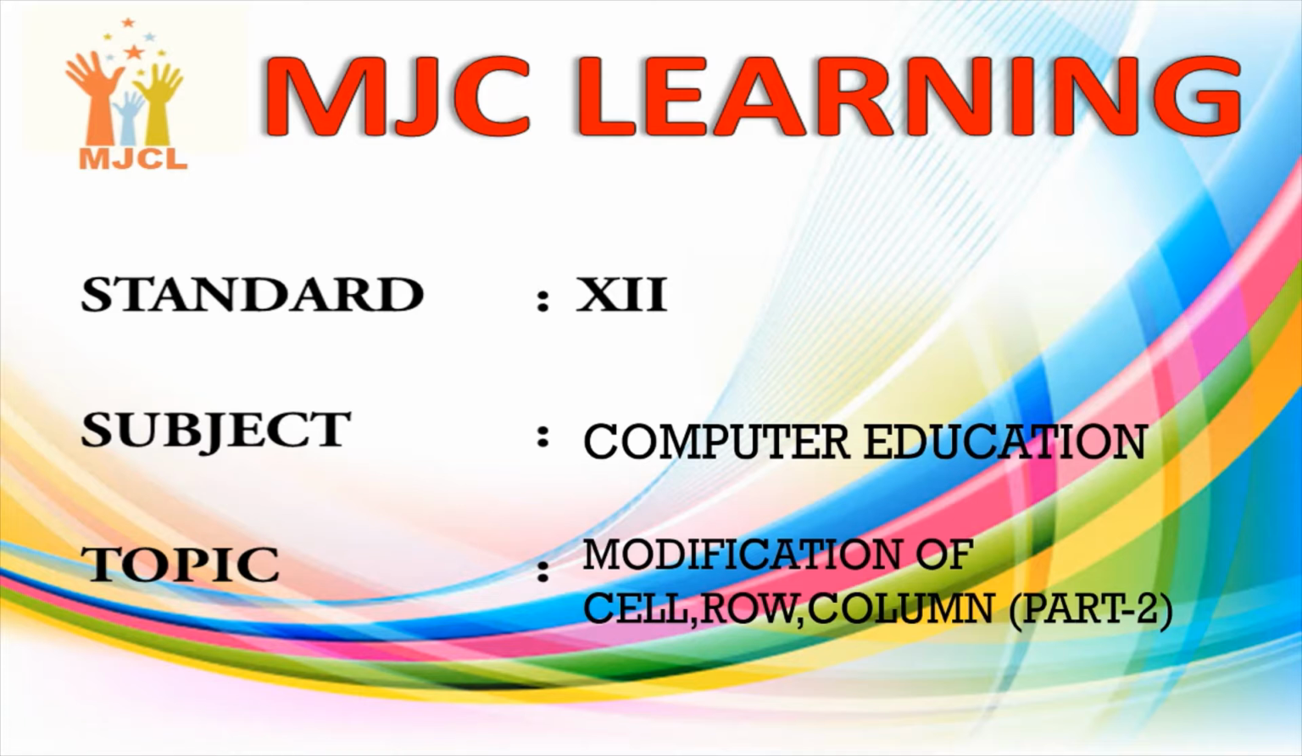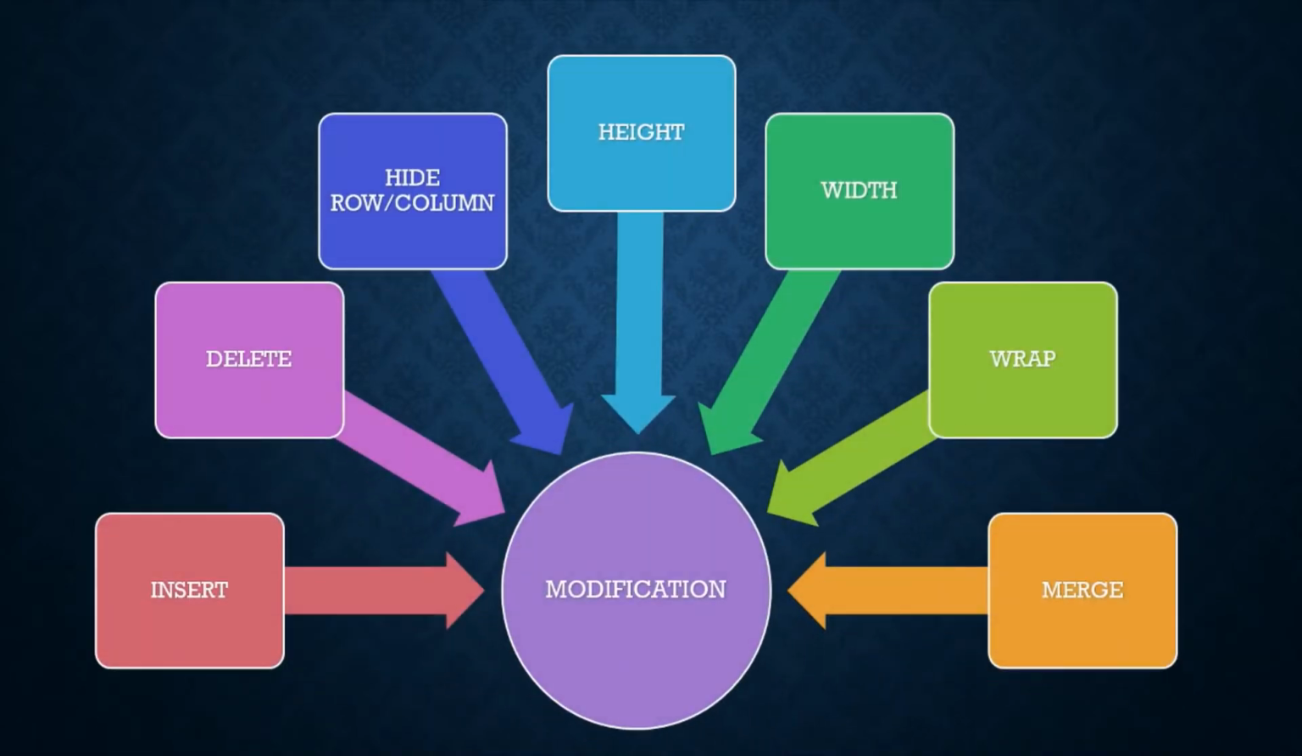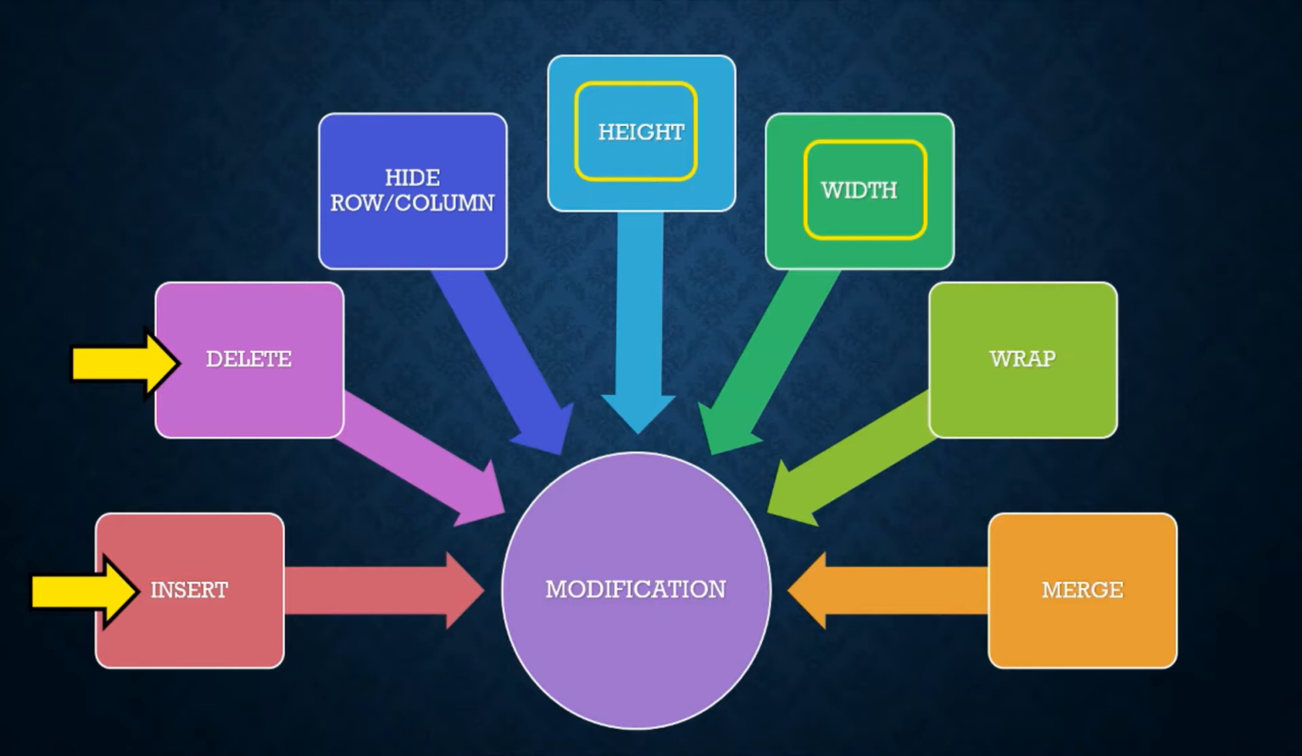Today we will learn chapter number 3, Modification of Cell, Row and Column, part 2. So let's begin. As we have already learned in our previous video, what are the different modifications? As you can see in the picture also. In modification, we have studied how to change row height and column width. So now in today's video, we are going to study the next type of modification, that is how to insert row or column, and the second, how to delete row or column.